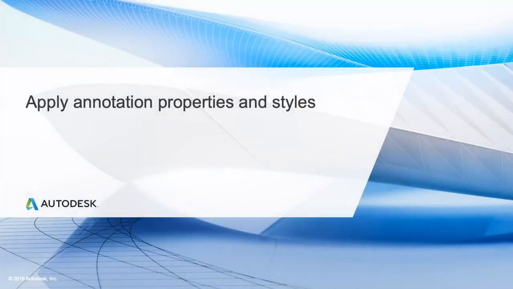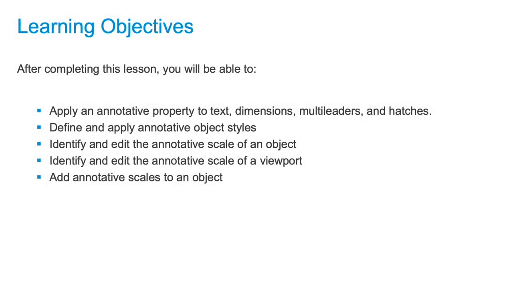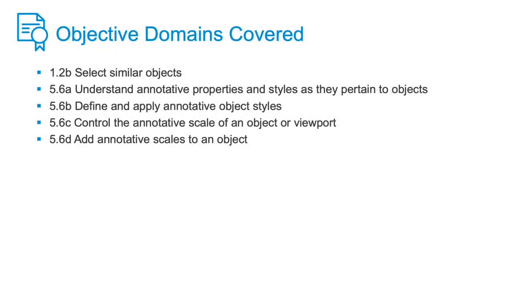Annotation objects and styles are used to control the size and scale at which annotation objects are displayed in model space or layout. An annotation object can be text, dimensions, multileaders, or hatches. When using annotation styles, the process of scaling annotation objects is automated for you.